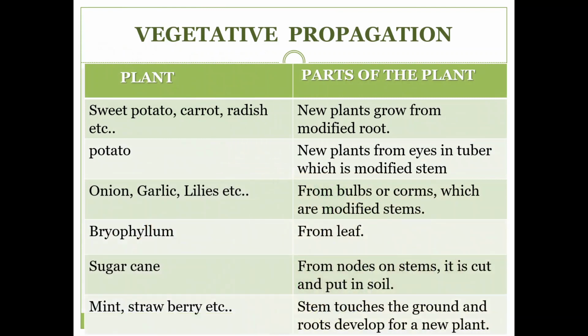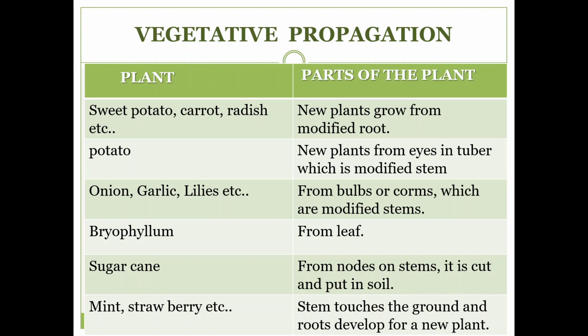Now here are the names of a few plants and the part of the plant that is used in the reproduction. The first is sweet potato, carrot and radish. New plants grow from modified roots. In potato, new plants grow from eyes in the tuber, which is a modified stem. Onion, garlic, lilies etc. grow from bulbs or corms, which are modified stems again.